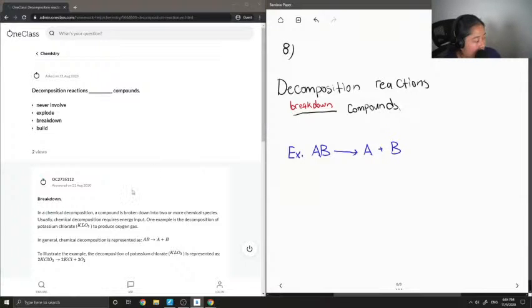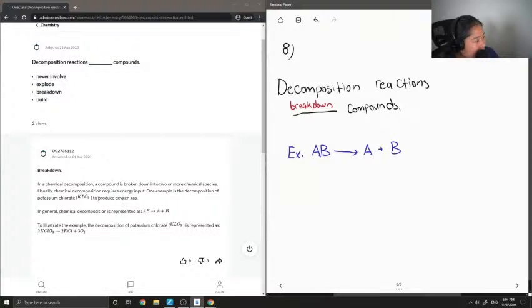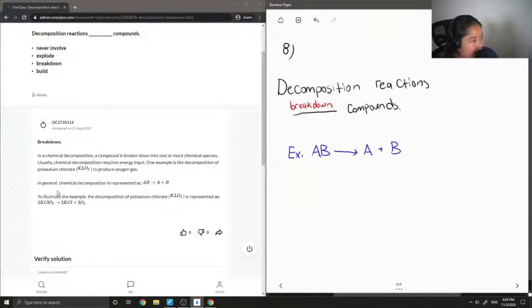Okay, so let's see what our junior tutor said. In a chemical decomposition, a compound is broken down into 2 or more chemical species. Usually, chemical decomposition requires energy input. One example is the decomposition of potassium chlorate to produce oxygen gas. In general, chemical decomposition is represented as AB creates A plus B.